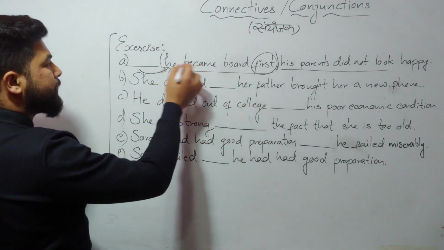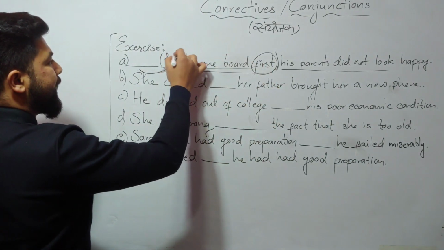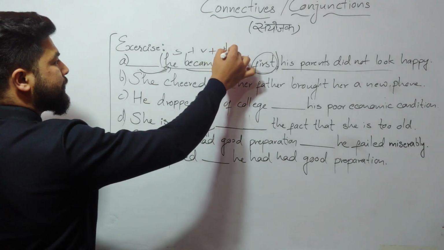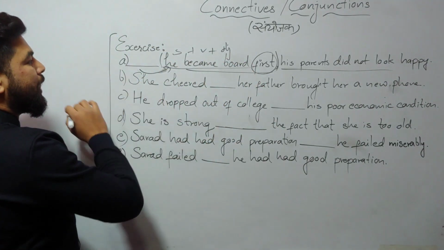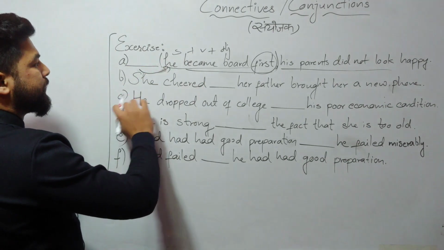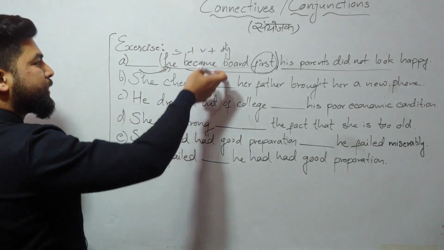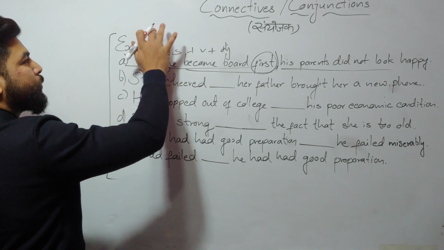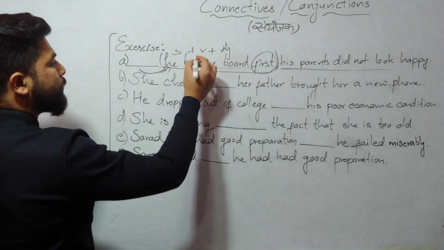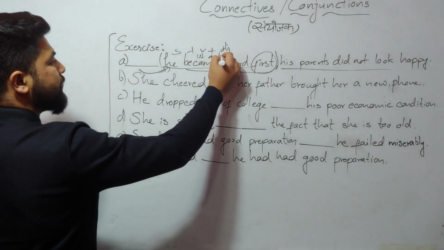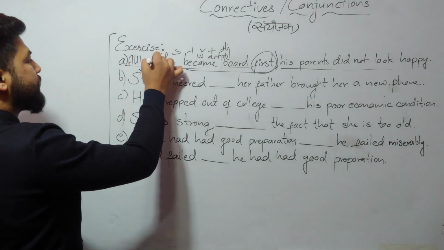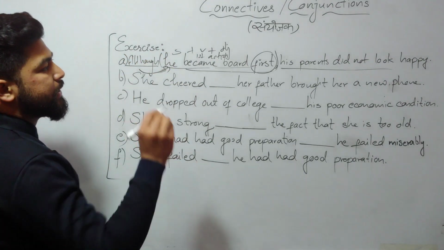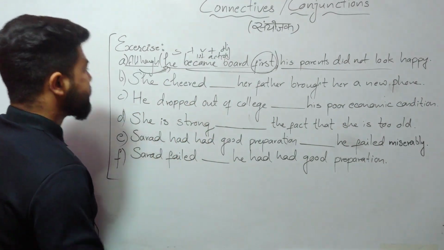So "he became bored first" is a sentence because it has subject, verb, object, right? It can also stand independently. So the answer is going to be what? Subject plus verb plus object. For conflicting, we have although and however. So he became bored first. This is the first action. So before the first action, you use although. So our answer is: although he became bored first, his parents did not look happy.